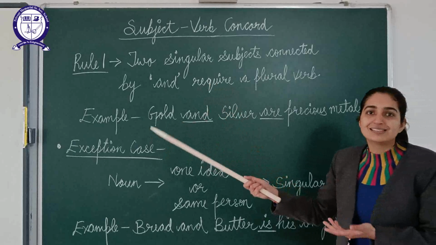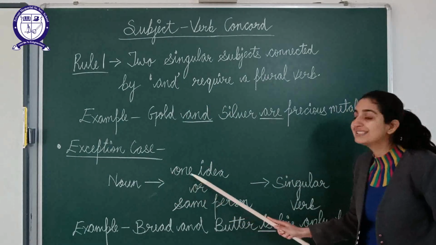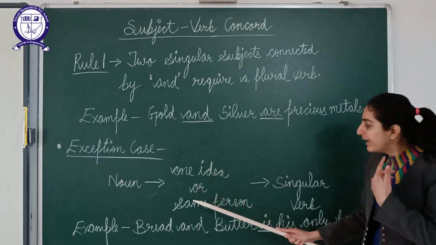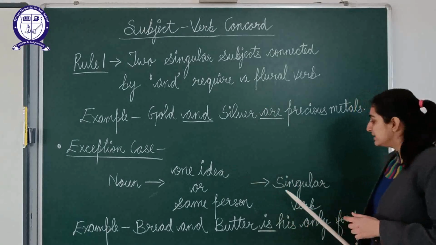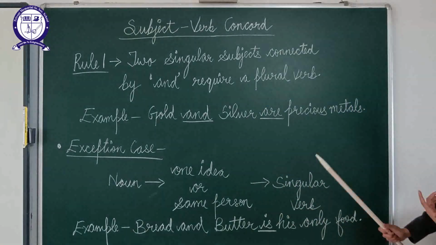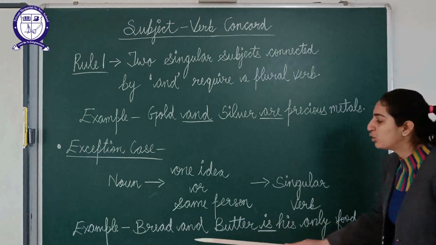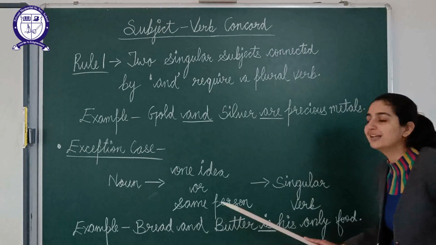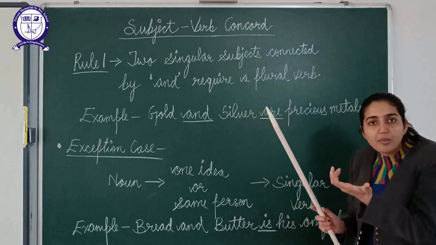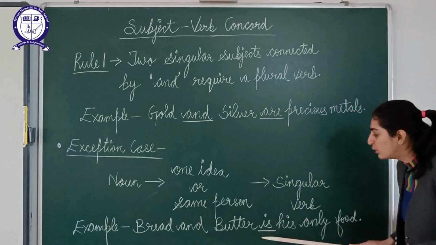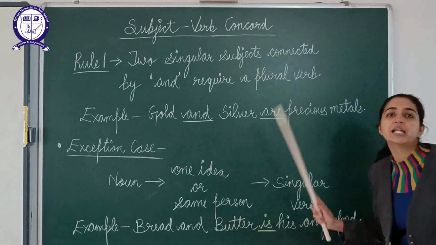And there is an exception in that, which is if the noun suggests one single idea to our mind or represents the same person or thing, then the verb we use is singular, right? For example, bread and butter is his only food. So here bread and butter are taken as a single entity, a single unit. So the verb we use here is a singular verb, because we consider them as a single entity.